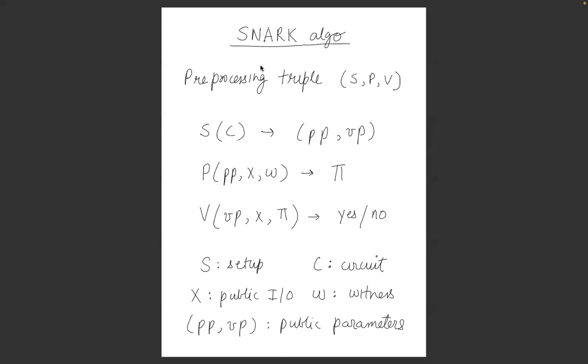So yeah, let's start. Let's go over some basics of SNARK formalism. A SNARK is typically defined by this triple of algorithms, which is S, P, V. S is generally when we set up the circuit. S of C is the setup of the circuit, and it outputs some public parameters and the verifier parameters.